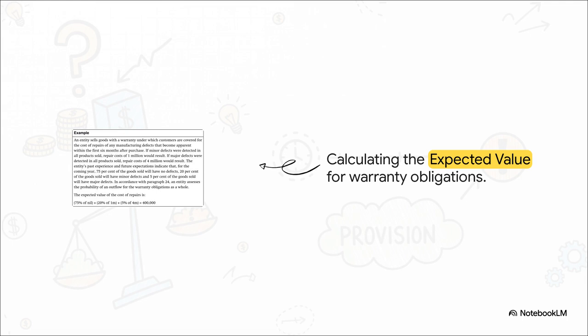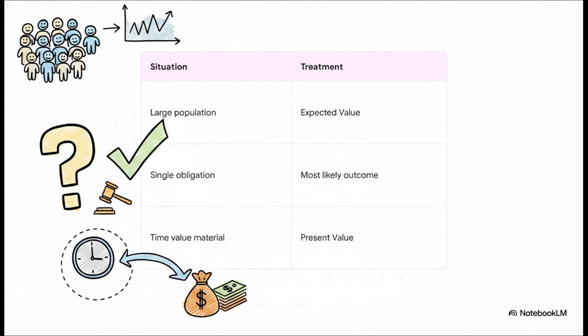If you have a large population of items, say thousands of goods sold with a 6-month warranty, you don't just guess, you weight the possible outcomes by their probability. A 75% chance of no defects, 20% minor, 5% major, you multiply those out and sum them up. It totally takes the guesswork out of large-scale provisions. The standard gives us clear rules for measurement models, turning abstract theory into concrete math.